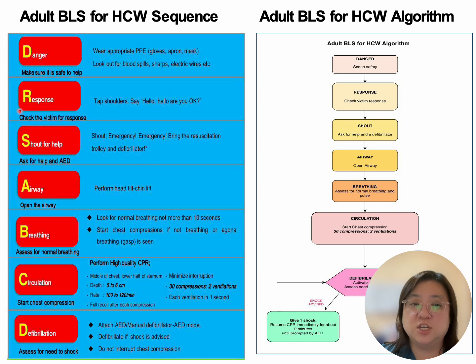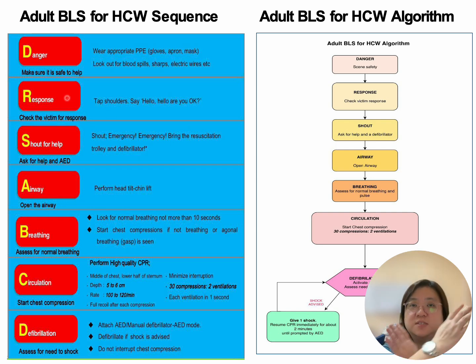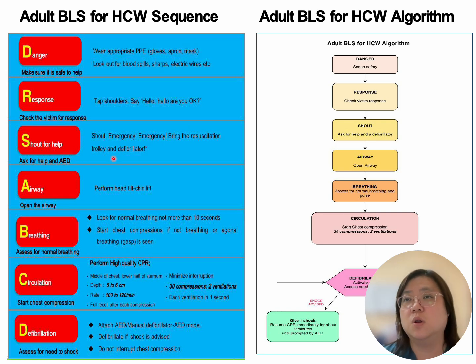Okay, after that you check for response. D, then R. You check for response, tap on both shoulders. Hello, hello, are you okay? No response, what do you do? So you shout for help. If you're in the ward: help, help, there's a patient collapse, bring the resuscitation trolley and also the defib machine. Okay, if you are outside: hey you lady in the pink, can you help me? There's a patient collapse, can you help me call 999, get the ambulance and bring the AED machine.